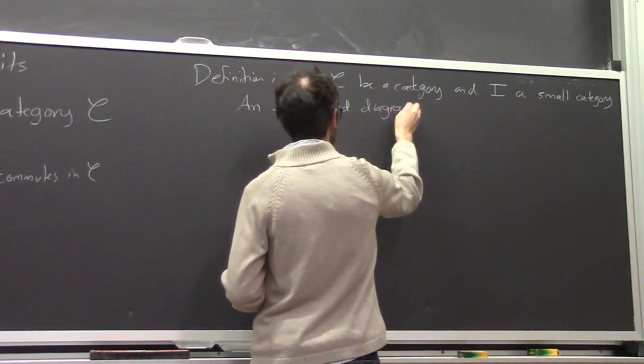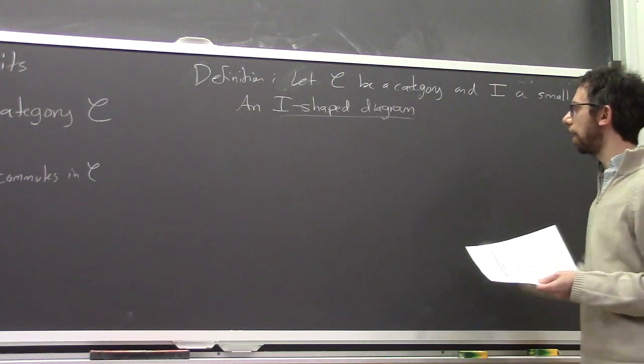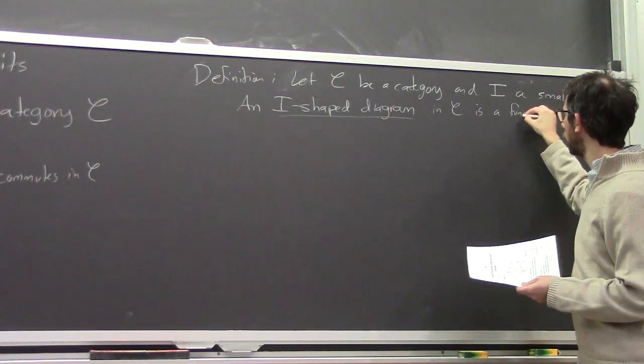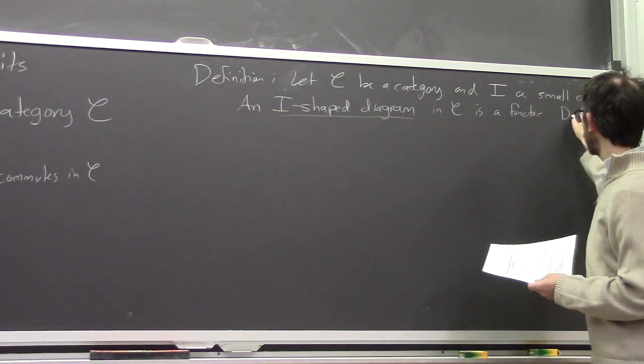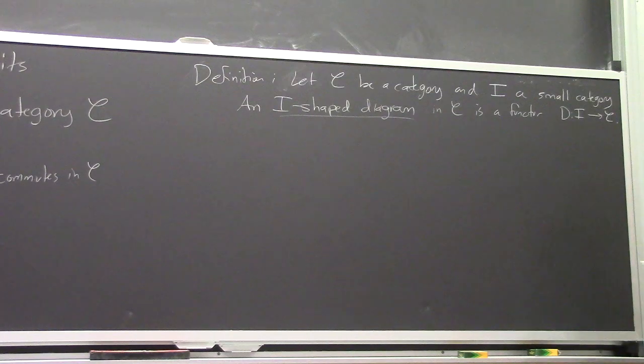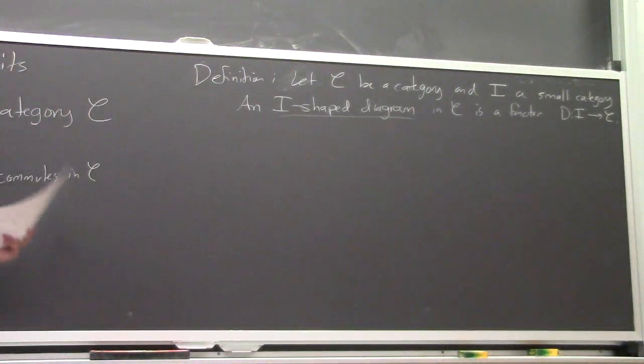I stands for indexing category, I guess. You'd say that I is the indexing category of this diagram in C, which is a functor D, for diagram, from I to C. So what is I, if this is a commutative diagram, what is I here? What category is it? Any ideas?